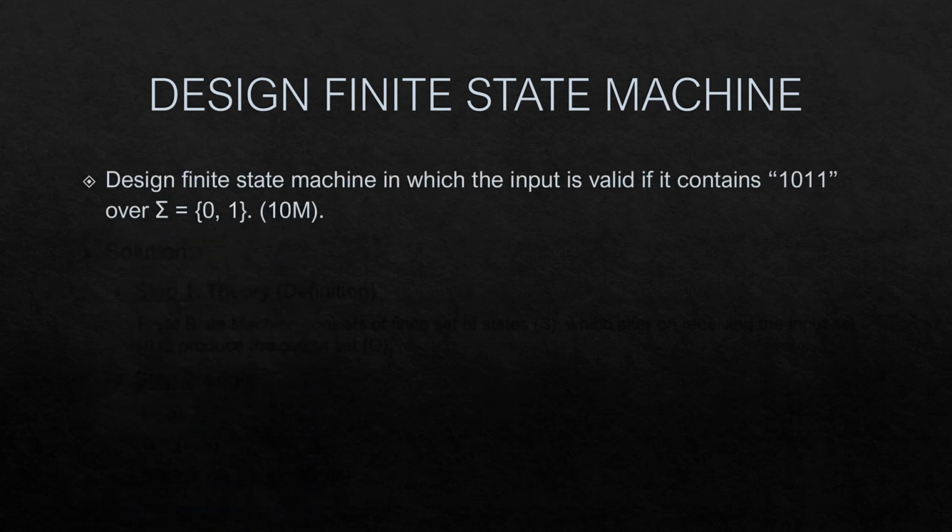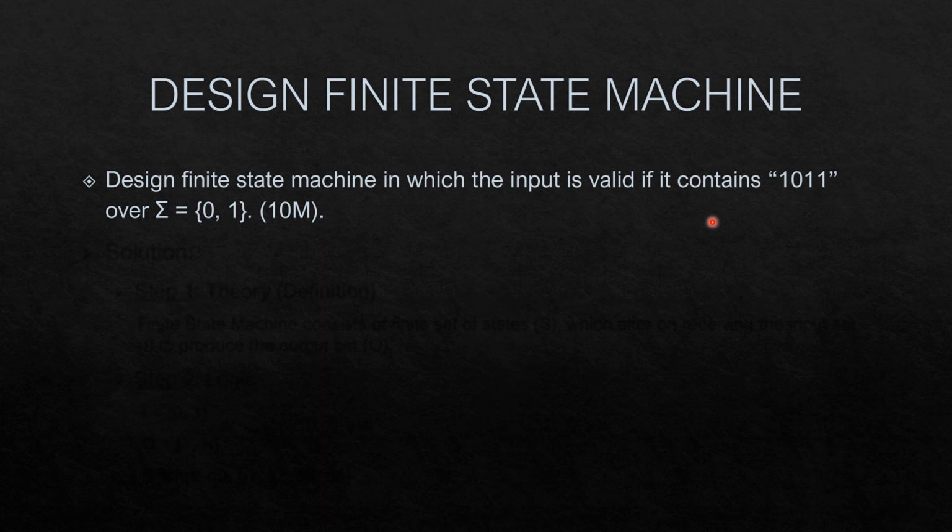Design a finite state machine in which the input is valid if it contains 1011 over the input set 0, 1. Now here we can see the word contains, whereas in a previous session we had seen the string validator for ends in type of question. So here we will try and understand what exactly is the difference between ends in and contains.